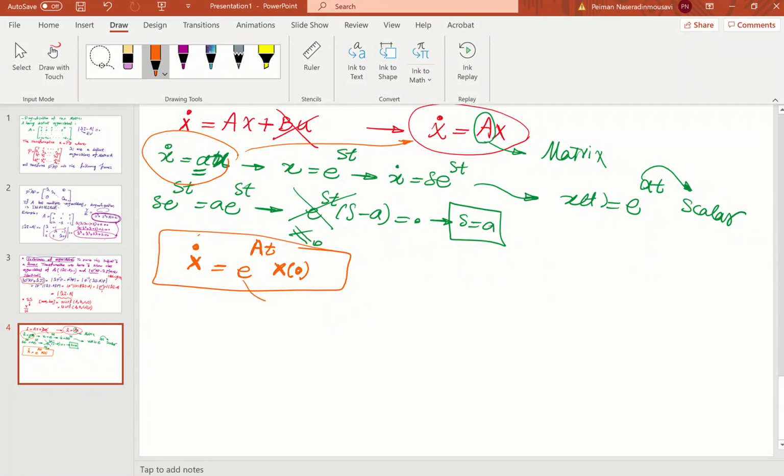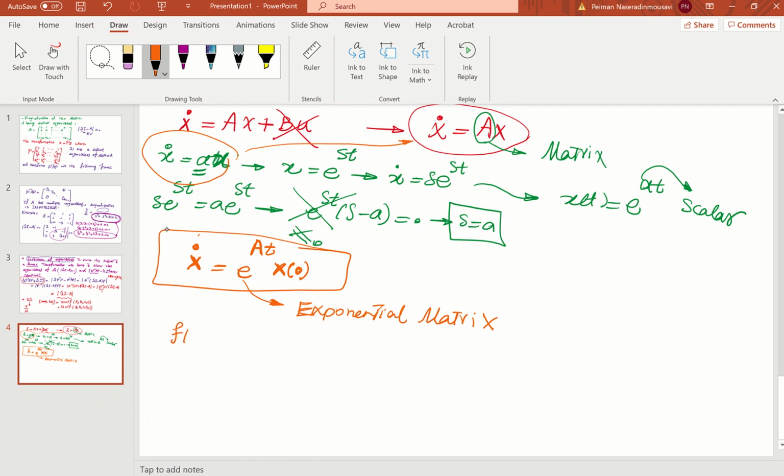But we have to know what is this exponential matrix. The name of this exponential matrix, or matrix exponential, right? So you have to know that. It is very easy, guys.